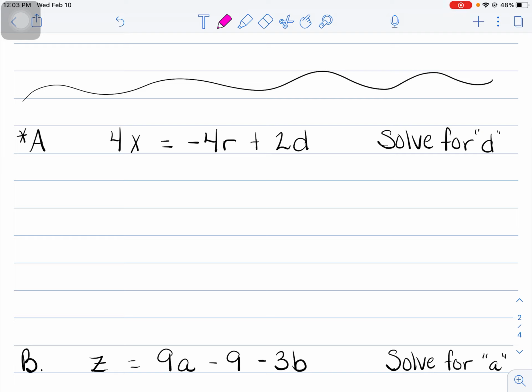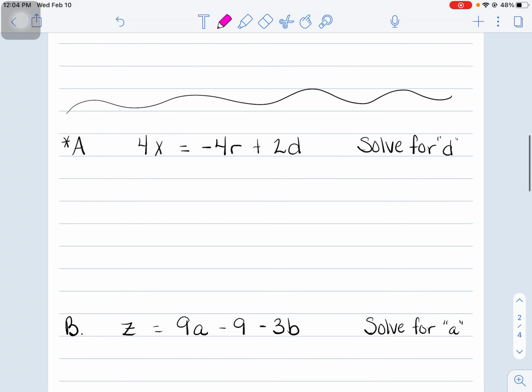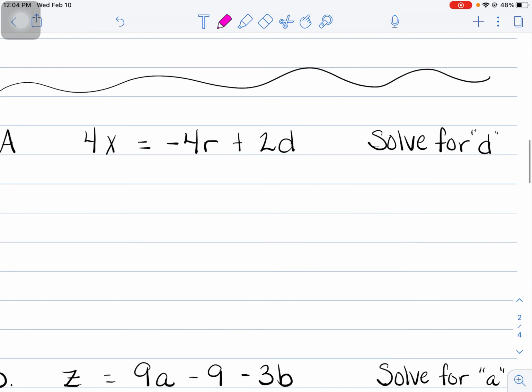So you've got to do that, but this then uses this new skill that we have. So we want to get D alone. D is what we're solving for, so I'm going to highlight D. D is what we want to get alone. So before I can solve for D, I've got to get everything away from it.